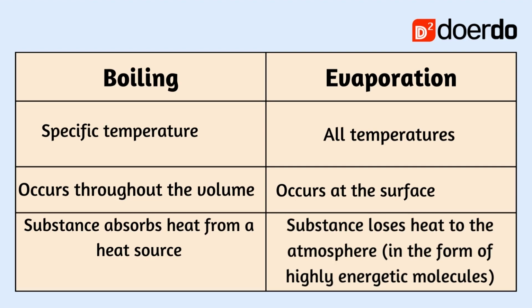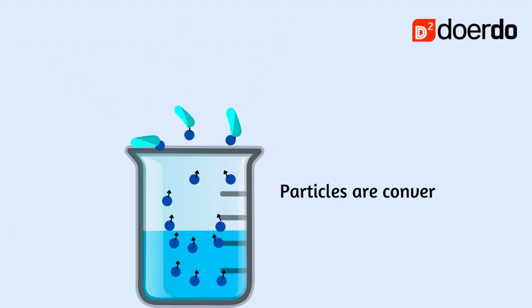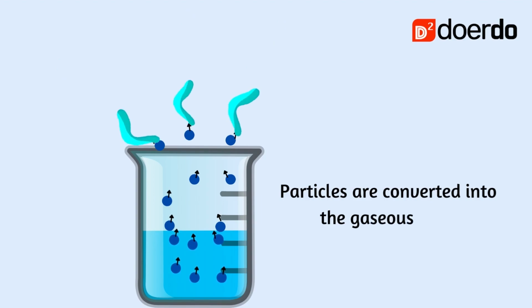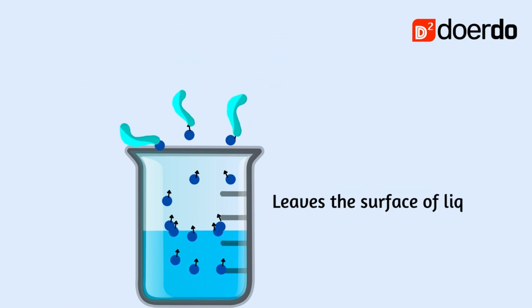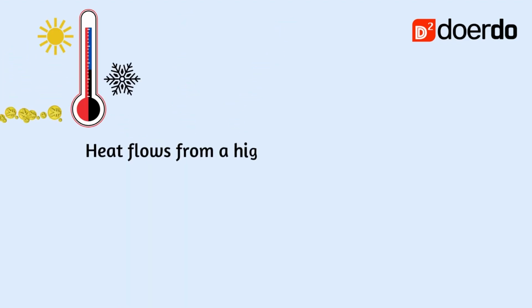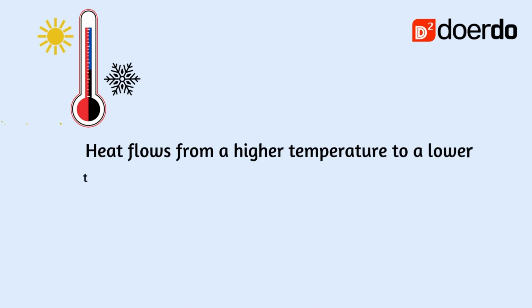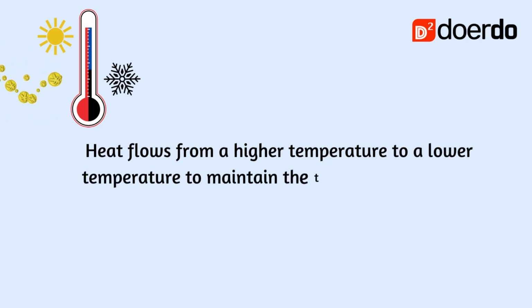As we know, in evaporation, highly energetic particles are converted into the gaseous form and leave the surface of the liquid. Heat usually flows from a higher temperature to a lower temperature to maintain thermal equilibrium.